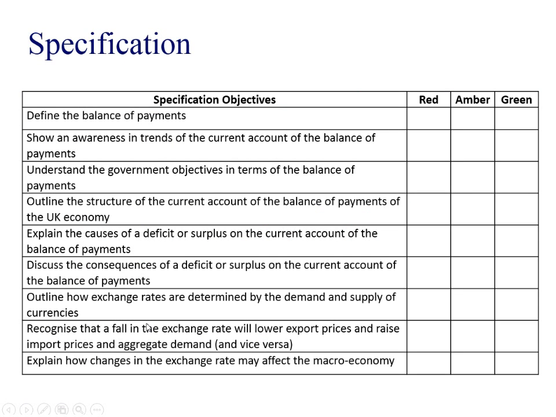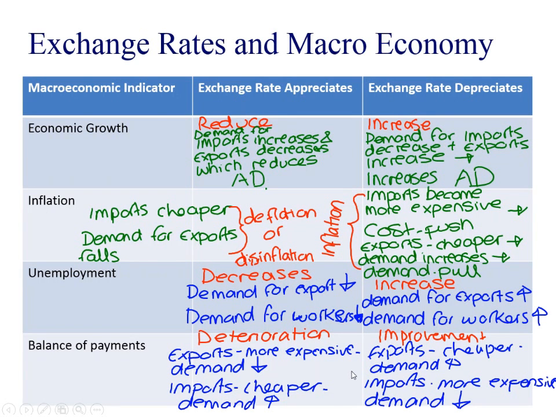So those are our exchange rates. Oh, there we go, we've completed them all. Exchange rate specification: how are exchange rates determined? By demand and supply. Recognise that a fall in the exchange rate will lower export prices and raise import prices and aggregate demand, and vice versa. And explain how changes in the exchange rate may affect the macro economy, which was all that stuff there.